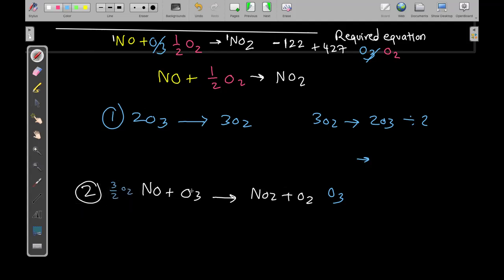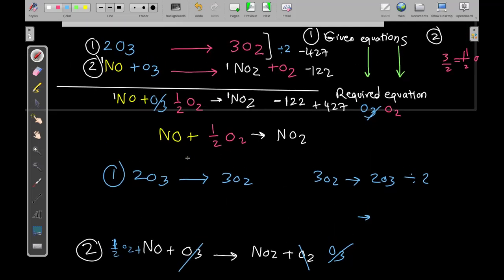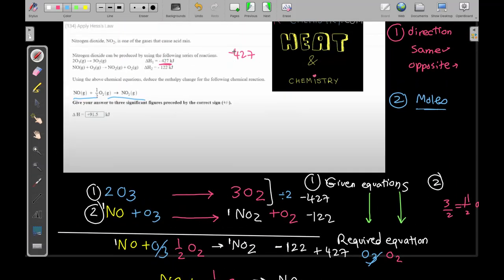This one is cancelled out with this one, and the 3O2 cancelled with this one. So it gave me only half O2. So this is the final equation. So the first equation has been divided by 2 and changed, so 427 divided by 2. What do you get? 427 divided by 2 is 213.5 with a positive value. And the second one remains negative 122. So when we add these two together, what do you get? You get 91.5. And don't forget the positive sign is very important. If you forget the positive sign, you might lose the mark.